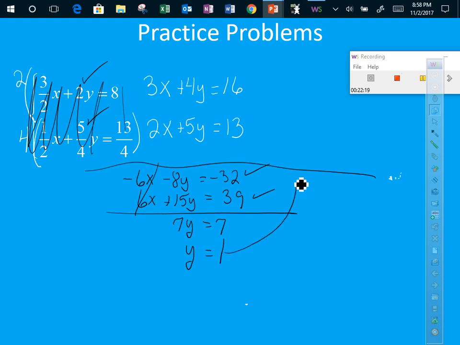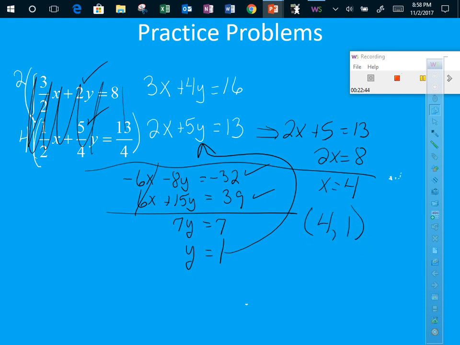I'm going to plug y equal 1 into the bottom, and I'm going to get 2x plus 5, because 5 times 1 was 5, equal 13. Minus 5 from both sides and get 8, divide both sides by 2 and get 4. Solution: x was 4, y was 1.